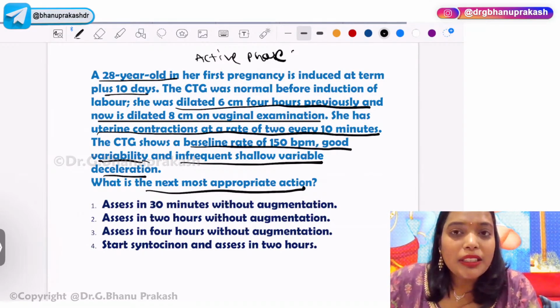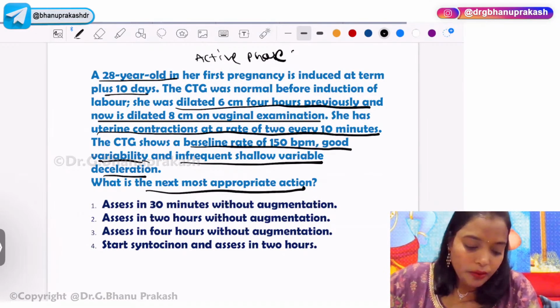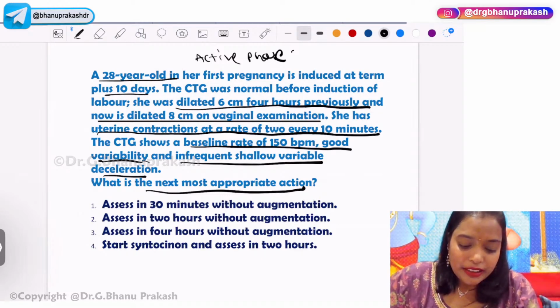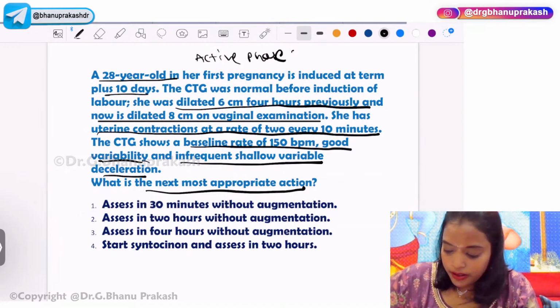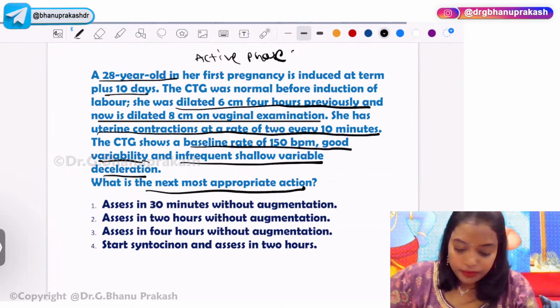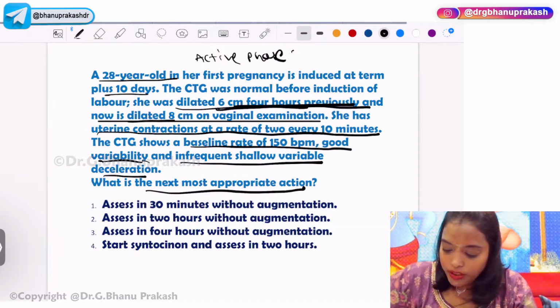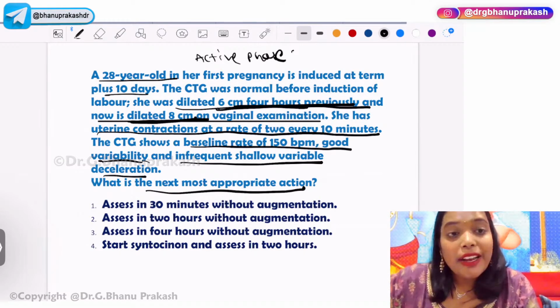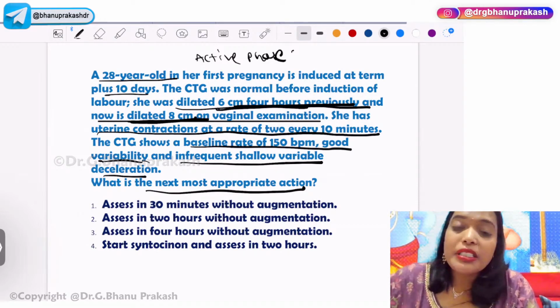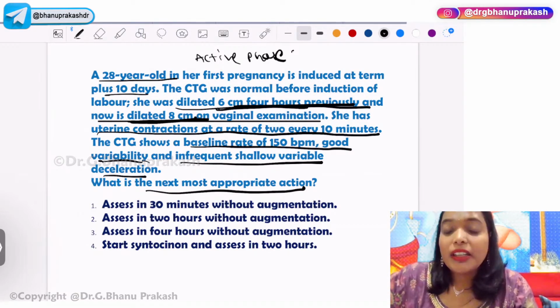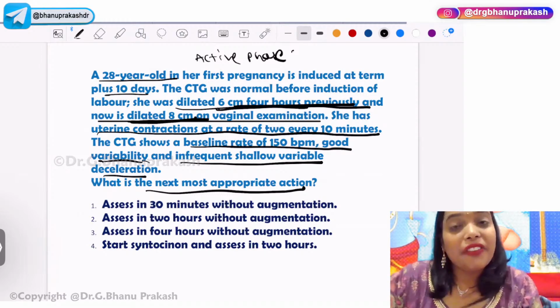Can you tell me what is the diagnosis here? If you tell me the diagnosis, then we can discuss the management. So this is, see, she was 6 centimeters 4 hours previously, and now she's 8 centimeters. When will you call arrest? After 4 hours, if she was still 6 centimeters, then I would have called it as active phase arrest.